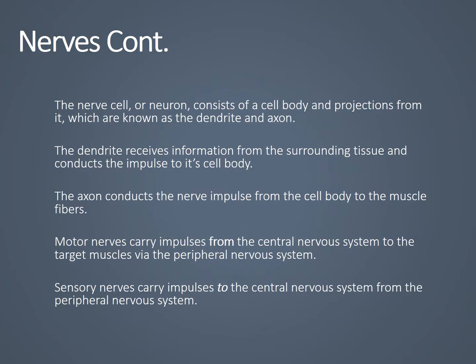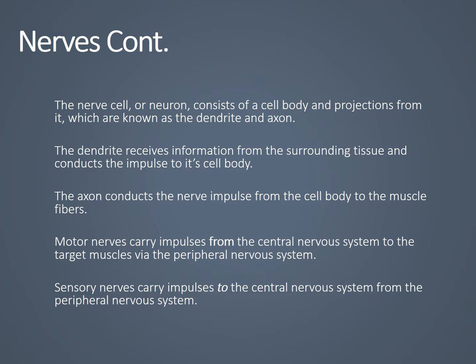The nerve cell, or neuron, consists of a cell body and projections from it. These are known as the dendrites and the axons. The dendrite receives information from the surrounding tissue and conducts the impulse to its cell body. The axon conducts the nerve impulse from the cell body to the muscle fibers.